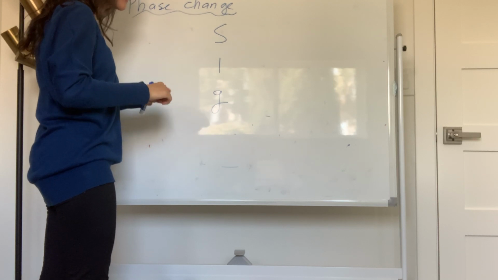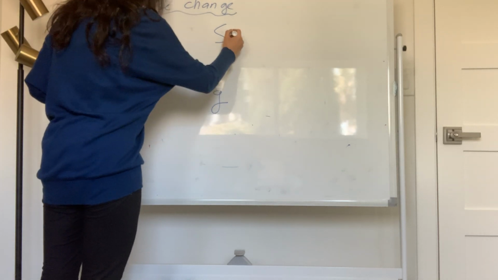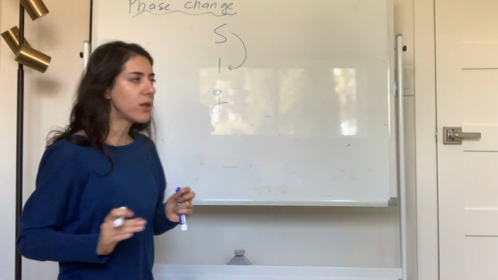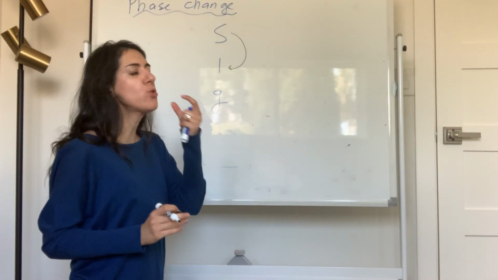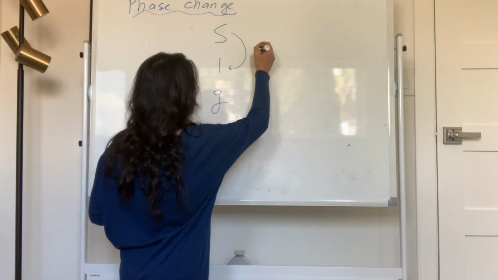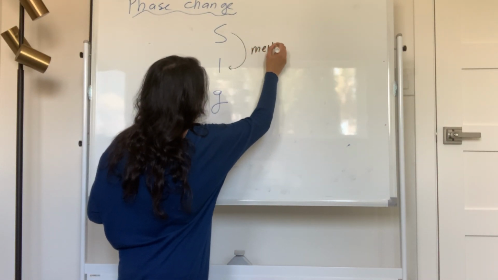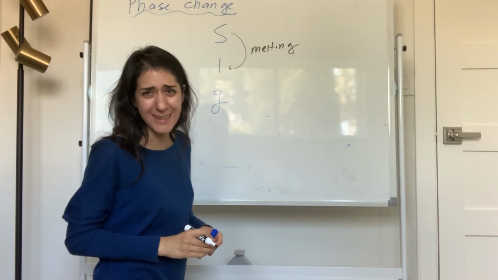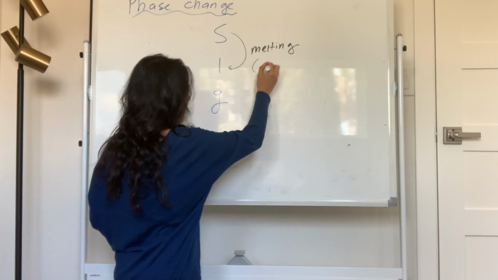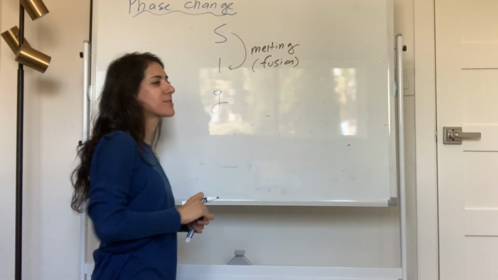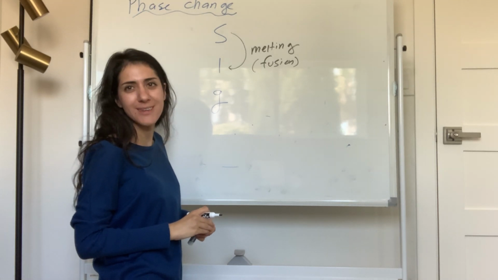Now, let's go over this one by one. If I have solid that goes to liquid, what do you call that phase change? You know this from high school, yes. They call it melting. Now, I want to be fancier than just melting, right? I'm a chemist, I want to be fancy. I can also call it fusion. When you go solid to liquid, you can also call it fusion.